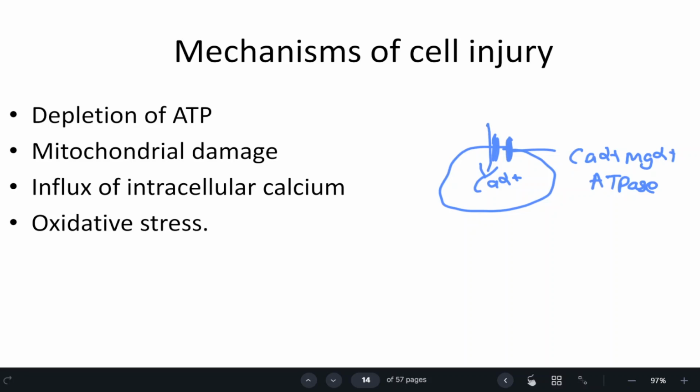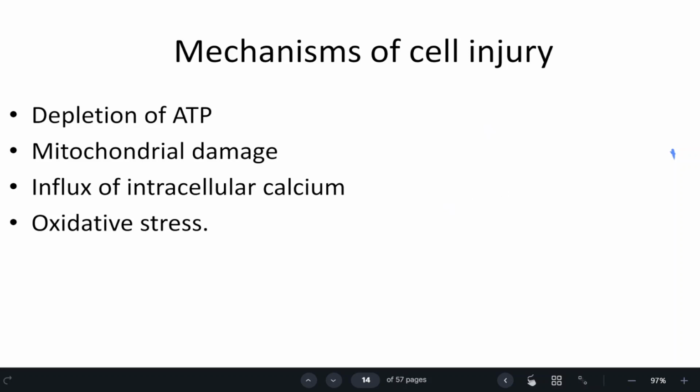Phospholipase is activated, and phospholipase will damage the membrane. Then there will be nuclease, which will digest the nucleic acid. Then protease enzymes will also be activated, so there will be digestion of the organelles. That is about the influx of intracellular calcium. It will activate all the enzymes. Oxidative stress we will learn later.